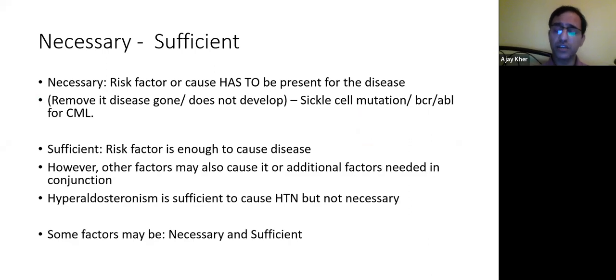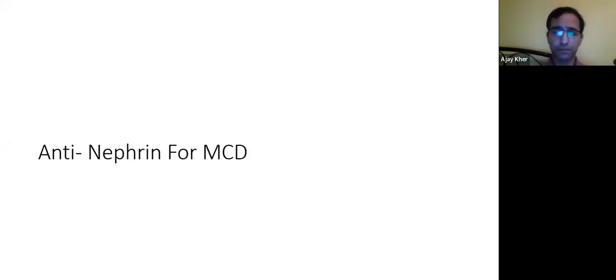Sufficient means a risk factor is enough to cause the disease. However, other factors may also be causing it, or additional factors or additional hits may be needed. For example, hyperaldosteronism is sufficient to cause hypertension, but it's not necessary because hypertension is a multifactorial disease. So you can have multiple pathways to it. So it's not just one path to hypertension. Some factors are necessary and sufficient, and some are only necessary and some are only sufficient. So again, as you assess the cause and effect relationship, you should also think about whether this cause and effect is only necessary, sufficient, or necessary and sufficient.